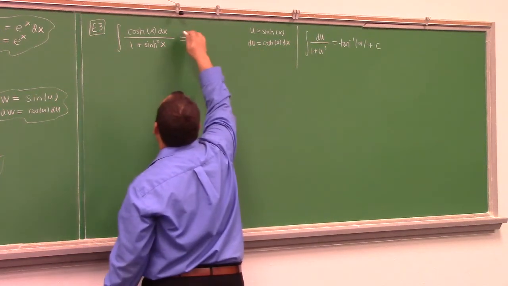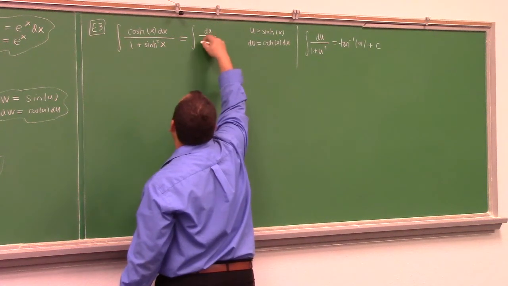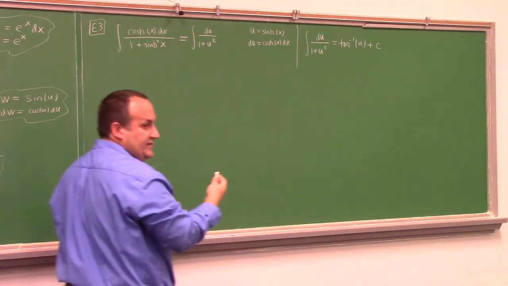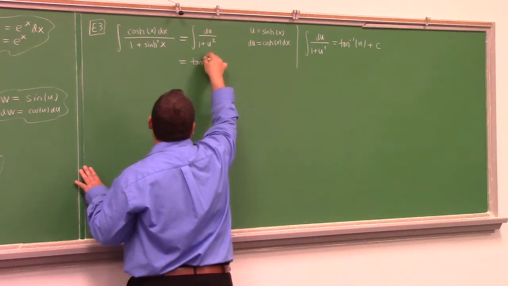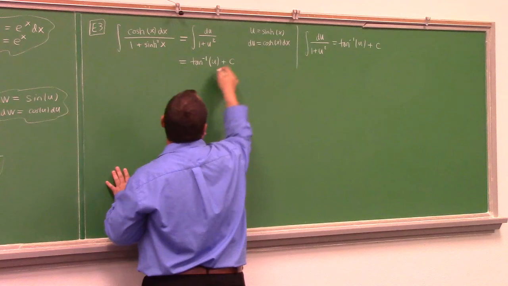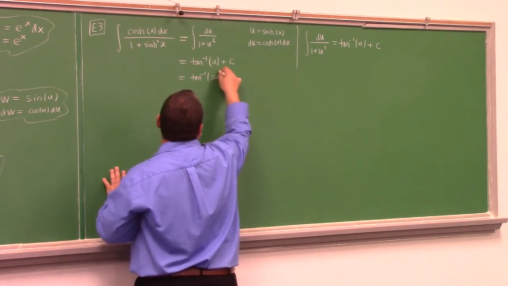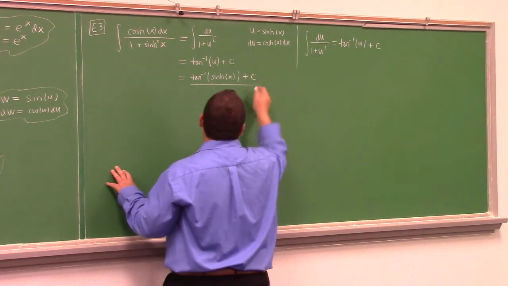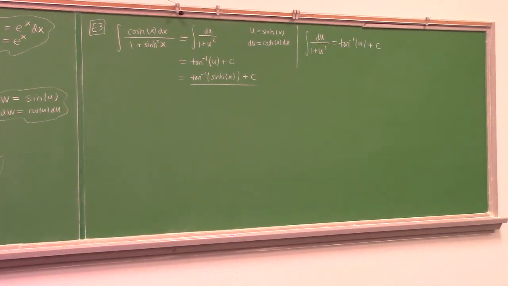So with that substitution, we're looking at the integral of du over 1 plus u squared. So it's an inverse tangent. We get inverse tangent of u plus a constant, but u is sinh, right? So we have inverse tangent of the hyperbolic sine of x plus a constant. There it is.